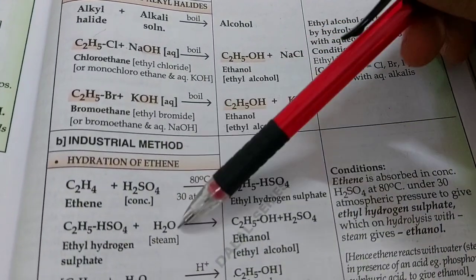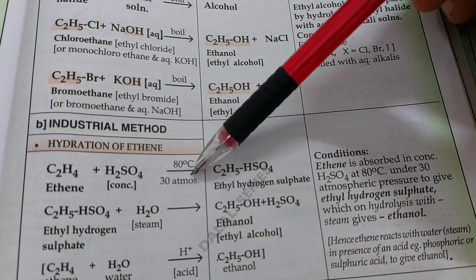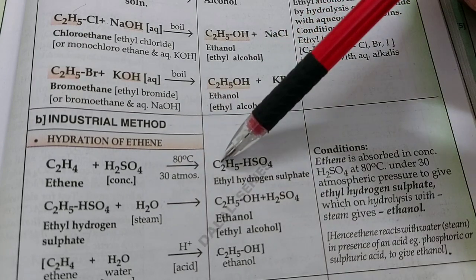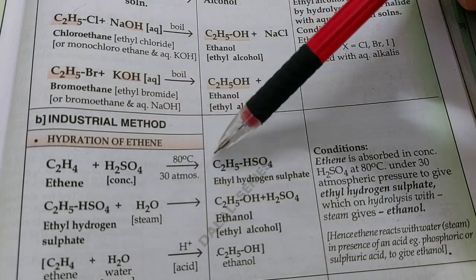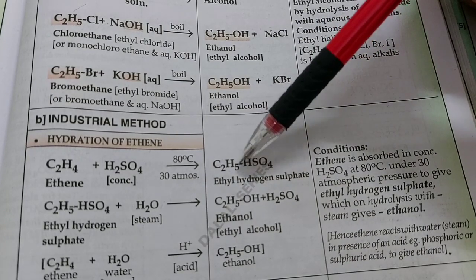Second method is the industrial method. Here we have a two-step process. When ethene is reacted with concentrated sulfuric acid at these conditions, it forms ethyl hydrogen sulfate. If you remember, this equation was repeated when we were studying ethene, chemical properties of ethene. But this is not alcohol, so we are waiting for one more step.